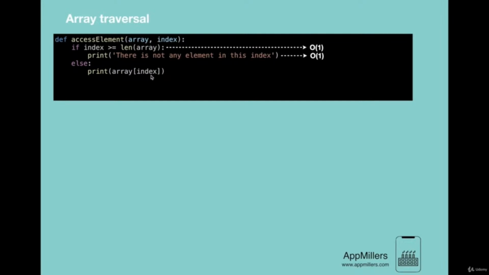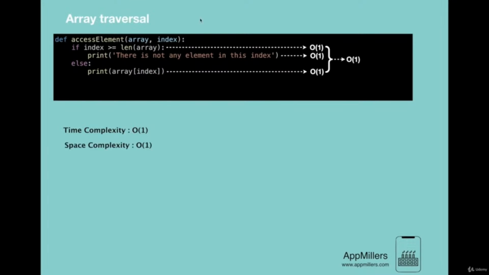Because we are not iterating through the array, we are just giving the exact address of the element, which is the best characteristic of an array: direct access to the element based on the index. So this part will take a constant time operation. If we combine all these constant time operations, we have a constant time operation, which means the time complexity for this method is O(1). And the space complexity for this function will be O(1) also, because we don't need extra space here to perform this operation.